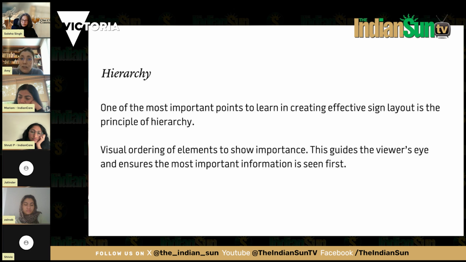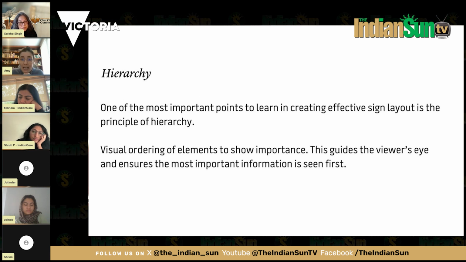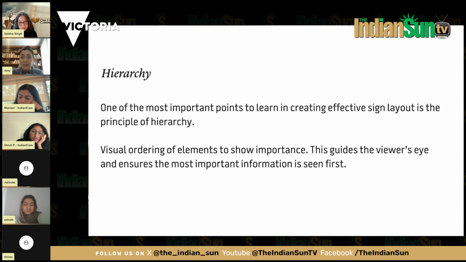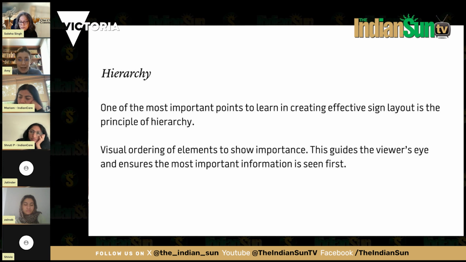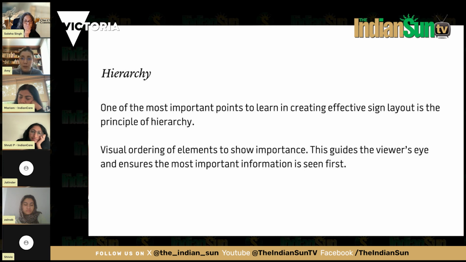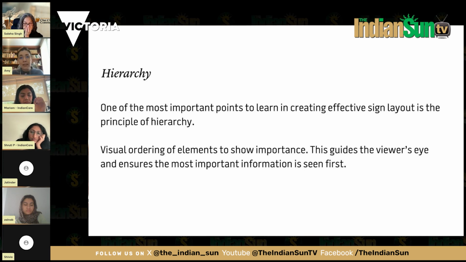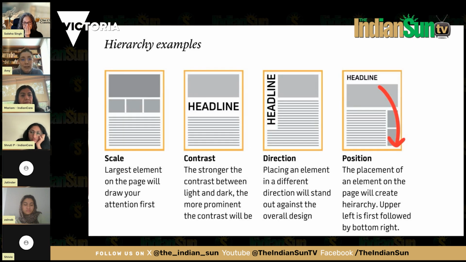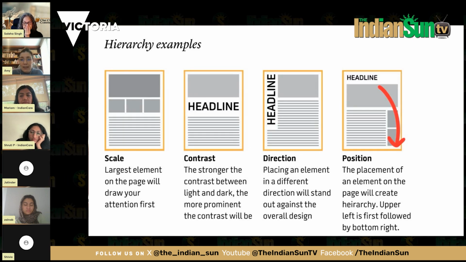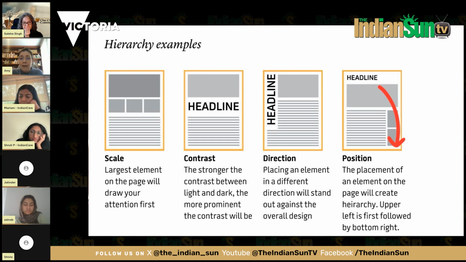Hierarchy is linked to that. When you're creating a layout, you can use an order of elements to show importance. Again, this guides the viewer's eyes and ensures that the most important information is seen first, and things that are not as important can be seen secondary. So there are different ways you can do that. Here are some layouts you can look at.